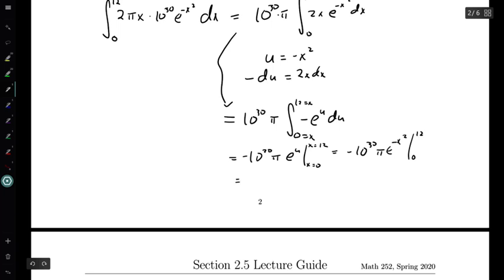So we're going to evaluate this thing at 12. So we'll get e to the minus 144. e to the 0 is 1. Great. All right, so we have this number here. I promise it does turn out to be positive. This quantity here, e to the minus 144 minus 1, is negative, times this negative sign gives you a positive number. So we get some kind of positive mass here.